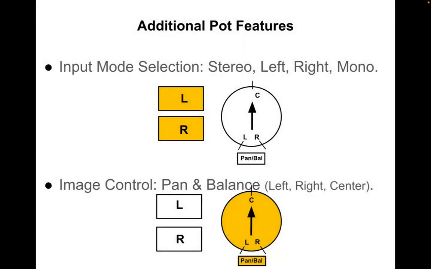Some other bells and whistles you may come across on the board are an input mode selection, indicated by the yellow L and R buttons on this slide. This function puts the pot in stereo, left, right, or mono mode. The image control is the yellow knob in the second picture, which can balance or pan the pot's audio output to the left, right, or center.